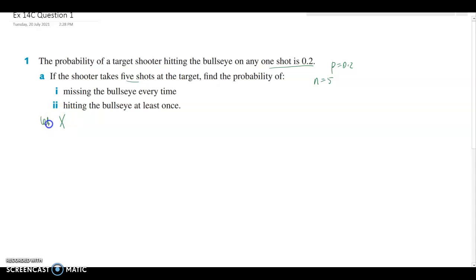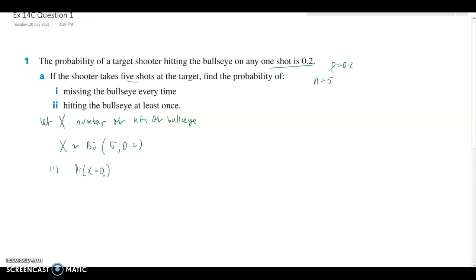So let X be the number of hits of the bullseye. And so we can say that X is distributed as a binomial. The parameters are 5 and 0.2. Now, in the first one, it's like a double negative. We miss the bullseye every time. That means in part 1 we have 0 successes. So we want to find the probability that X is equal to 0.